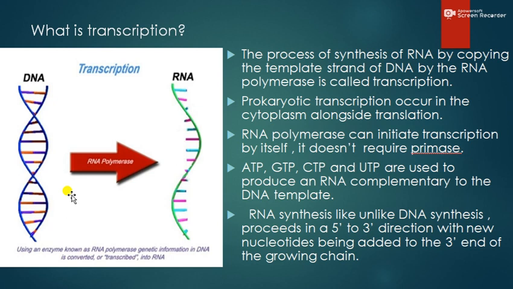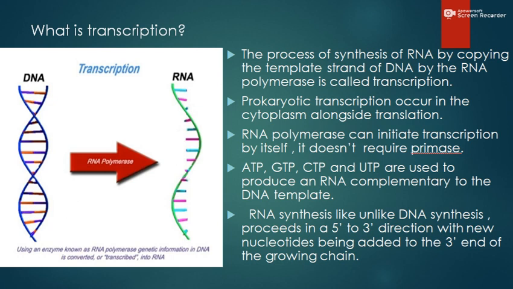And the building blocks which we use to produce RNA are ATP, GTP, CTP and UTP. Of course, in DNA, it is thymine, the TTP, which is being used. But here, instead of thymine, we have the uracil or the UTP. Uracil based UTP is being used as a building block to produce an RNA which is complementary to the DNA template. And this mainly happens in the 5' to 3' direction with nucleotides being added to the 3' end of the growing chain.